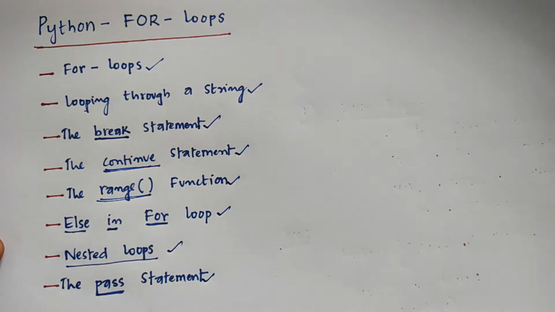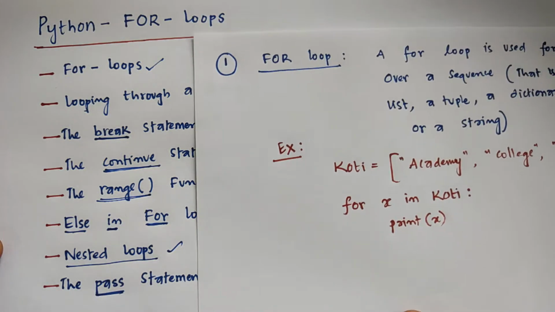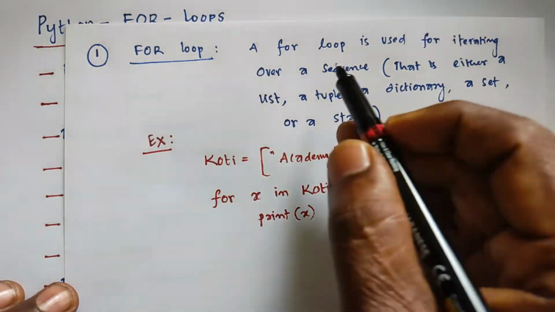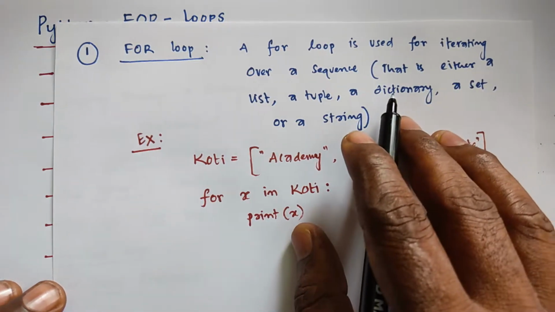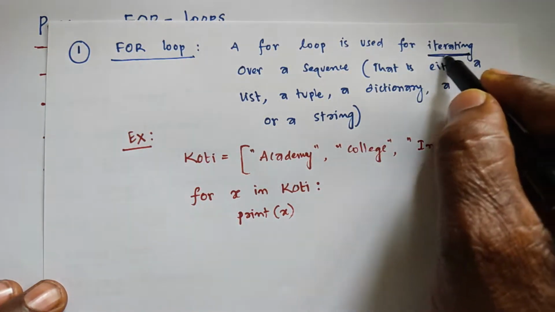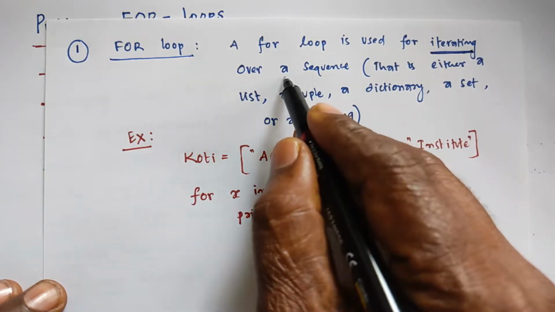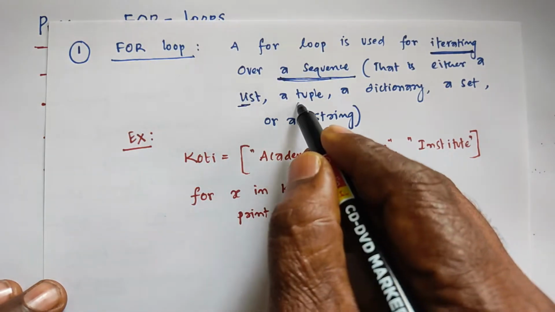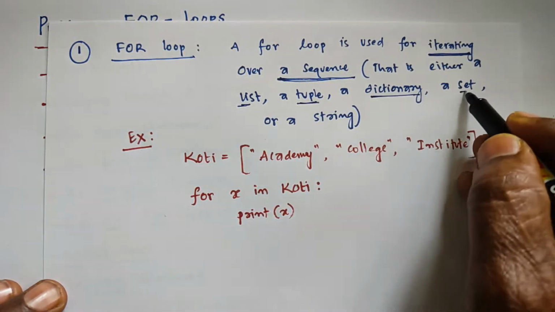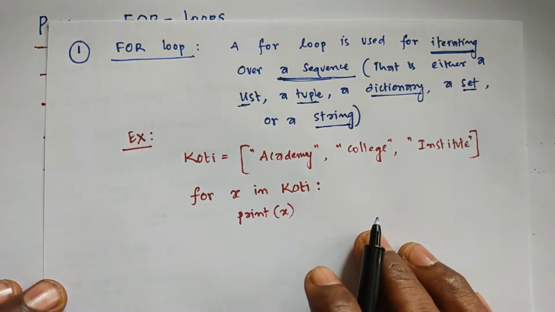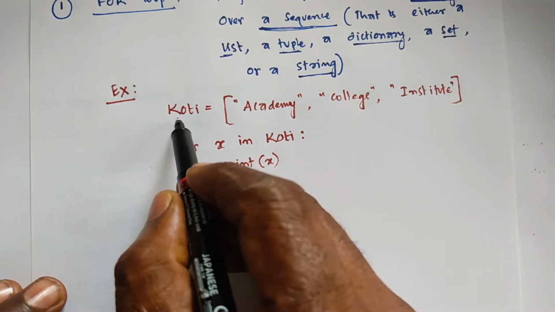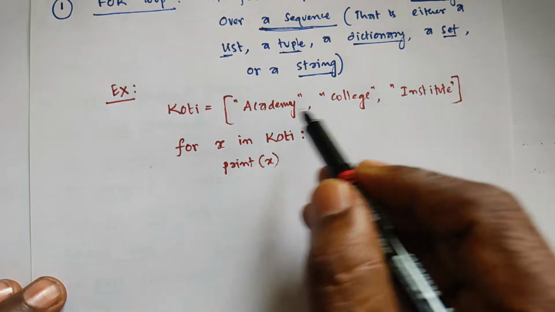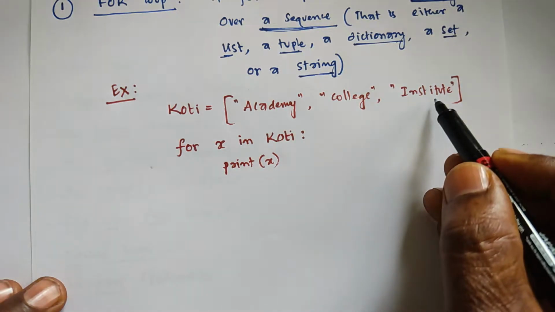Now the first concept is the for loop. So generally, what is the definition of a for loop? A for loop is used for iterating. That is very important: iterating over a sequence. A sequence is a combination of list, tuple, dictionary, set, and maybe a string. So how can you define that? Here quote is a variable equal to three strings: academy, college, and institute.